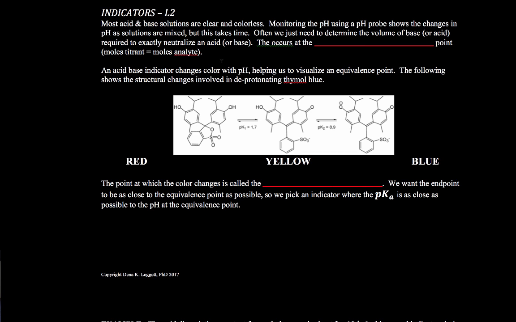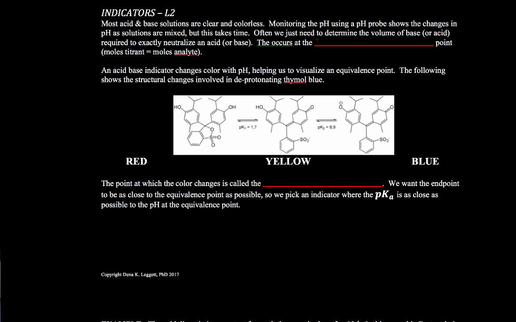Most acid and base solutions are clear and colorless. So if we're going to add an acid plus a base and discover when we have exactly equivalent amounts of each in terms of moles, moles of acid, moles of base, or more specifically, moles of H plus and moles of hydroxide, we need some way to see that because we have a colorless acid, a clear and colorless base, making typically a clear and colorless salt solution. So we need to find a way to indicate or to show us when that equivalent amount has been met.